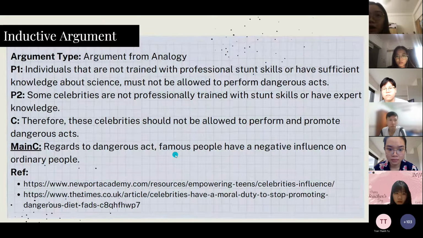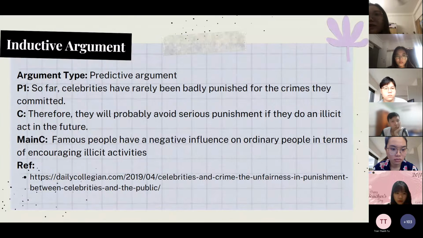Okay, so for the next argument, I would like to talk about the... Can you go back one slide? Right. So we're talking about the illicit activity.